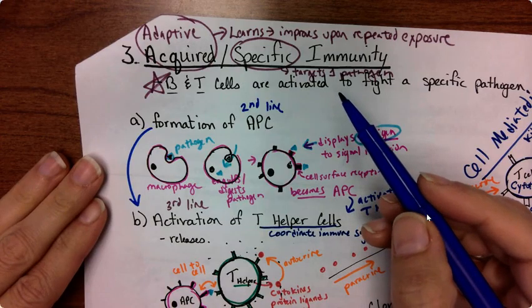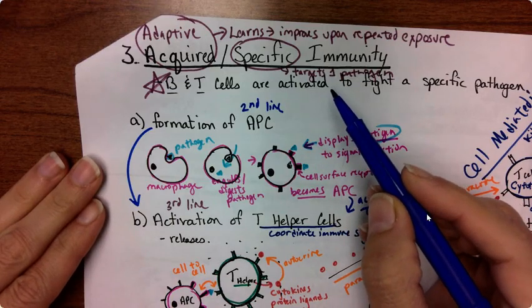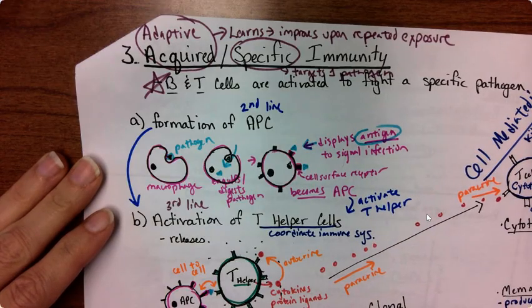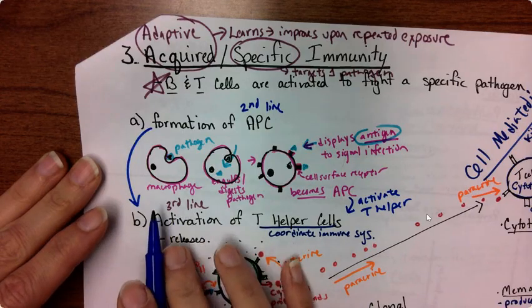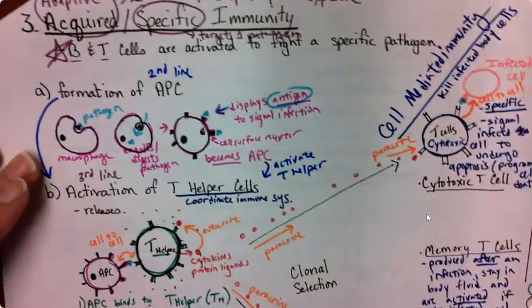This is a wrap-up of the third line of defense, acquired specific immunity. I'm going to link it to cell signaling and talk about primary and secondary response. So we've spoken about how macrophages from the second line of defense, which are phagocytes, can eat pathogens, display the antigens, and activate the immune system.